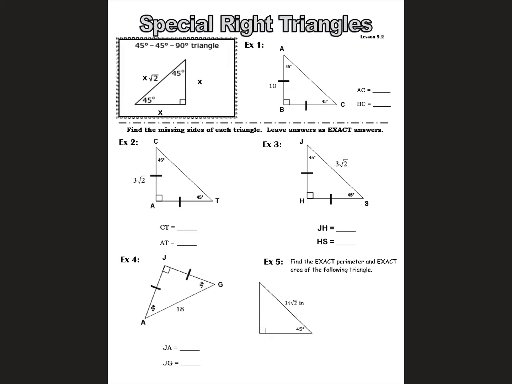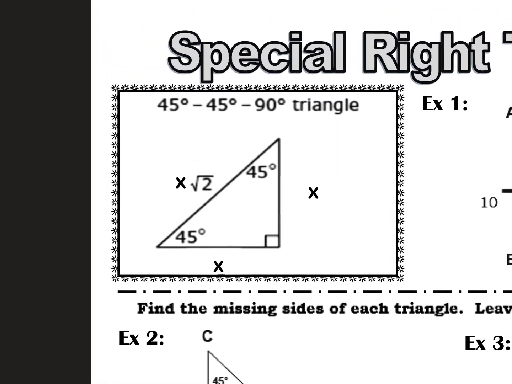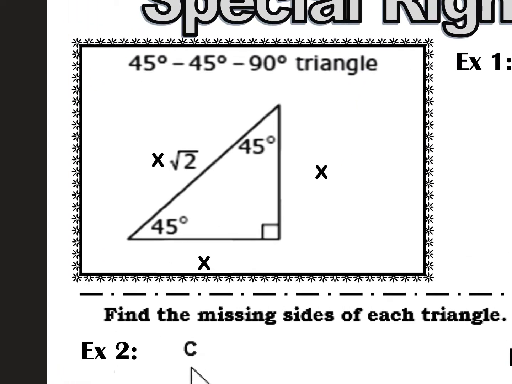So when we're looking at 45, 45, 90 triangles, we are going to be talking about triangles that have two legs that are going to be labeled with an x value and your hypotenuse, which is going to be labeled with an x radical 2. All right, so x radical 2. And your x radical 2 is always going to be opposite of your 90-degree angle or the box. Okay, and then your legs are always going to be opposite of your 45-degree angles.